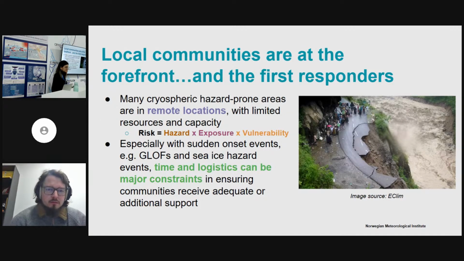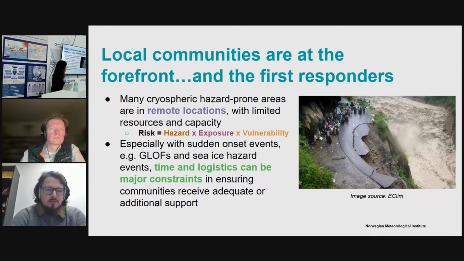So as I mentioned, communities are at the forefront of the impact. But also, if we look at this in terms of agency, as I was mentioning, hazards can be prevented. They are also able to be the first responders, and they often are in that role because they have to be in that role.